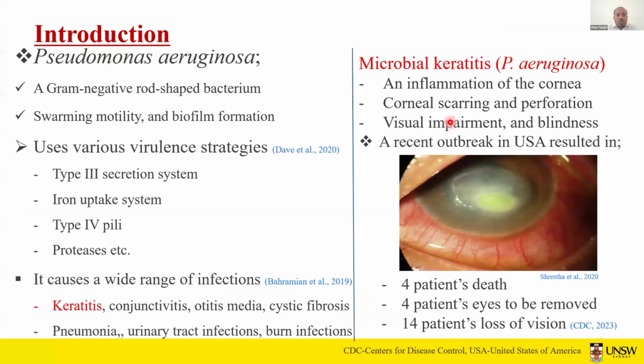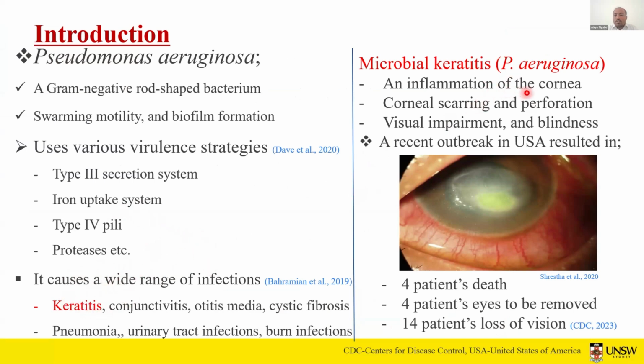As we know, this opportunistic pathogen is a gram-negative bacterium, well known for its swarming motility and biofilm formation. Reports show that it uses various virulence strategies, such as the type 3 secretion system, the iron uptake system, type 4 pili, proteases, flagella, and other proteins to establish infection in different parts of the human body. It causes a wide range of infections, including keratitis.